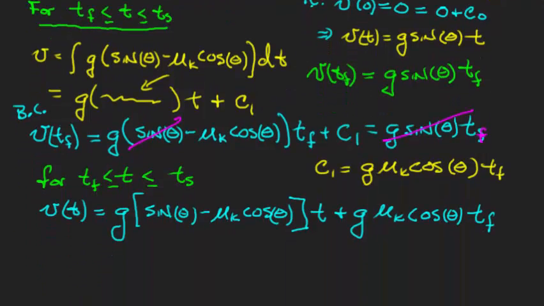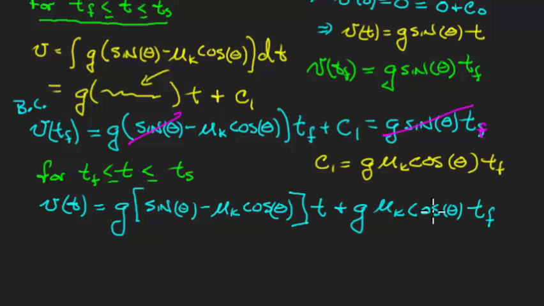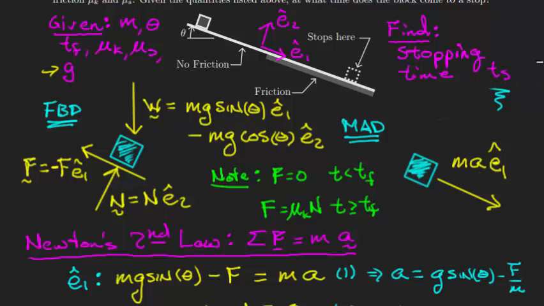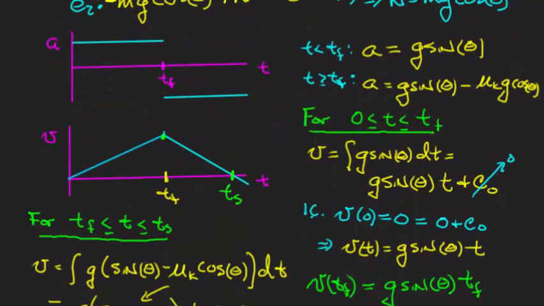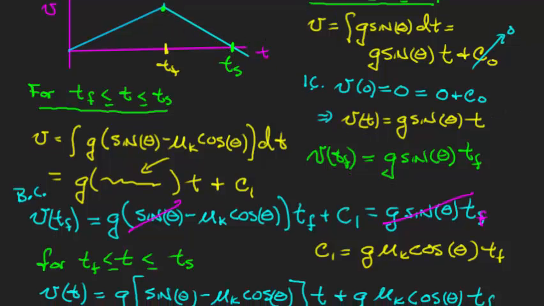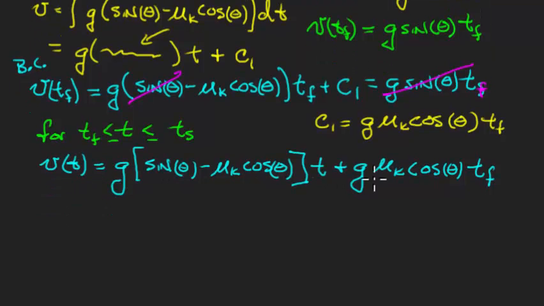And where am I going again? What do I want to find? This is why we write it up here. I want to find that stopping time, the time this block comes to a stop. The time the block comes to a stop is when this velocity goes to 0. And what is this velocity? Well, I've got a mathematical expression for that velocity. I need to find the time at which this expression goes to 0. In other words, I want to find ts such that v evaluated at ts equals 0.